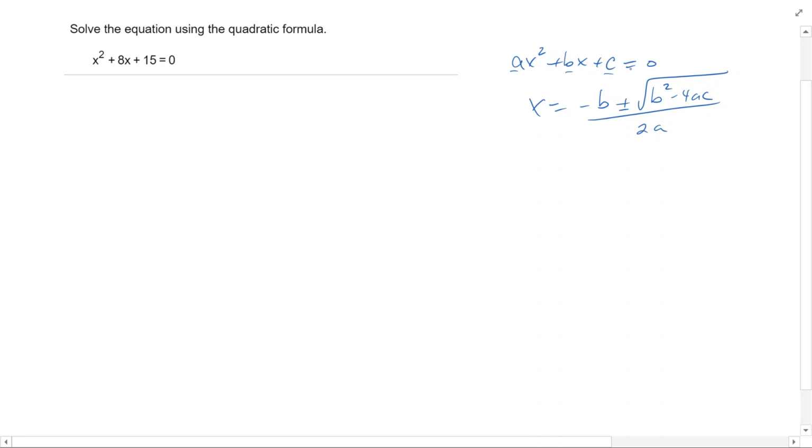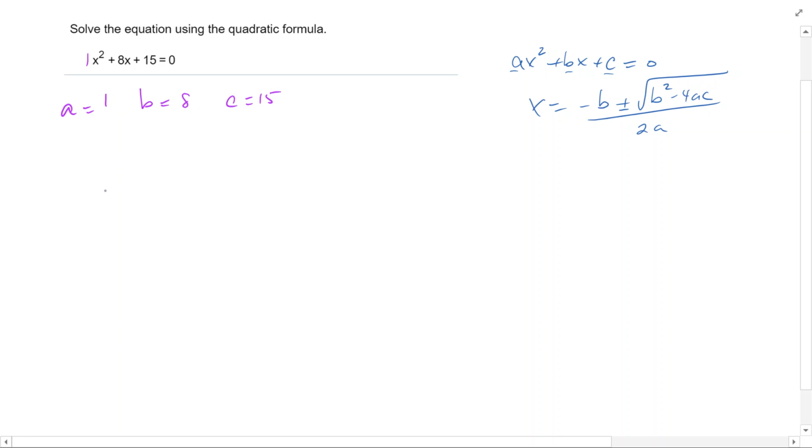Okay, so over here in this example, like I said, you want to make sure it's in the standard form first. And so for my coefficients, the one in front of the x squared, if there's nothing written, we know that's a 1. So a is going to be equal to 1. B, we're going to go ahead and use 8, and c is 15. And so that's what we'll plug into our quadratic formula.